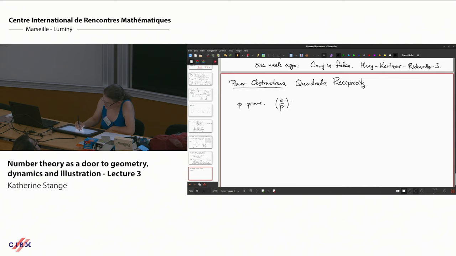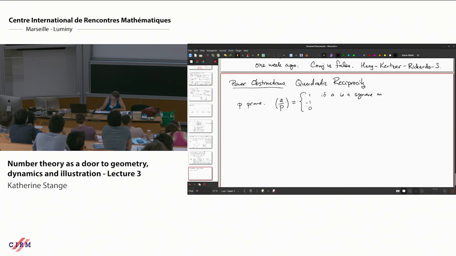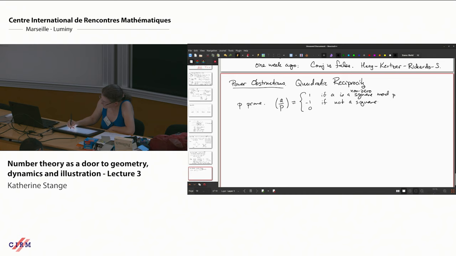So the idea is, the question is whether or not you're a square mod P, and there's a symbol for this. So if A is a non-zero square mod P, then the Legendre symbol is 1. And if it's not a square, it's minus 1. And if it's 0, it's special, right? We don't want to count that. That's not a good square, okay?